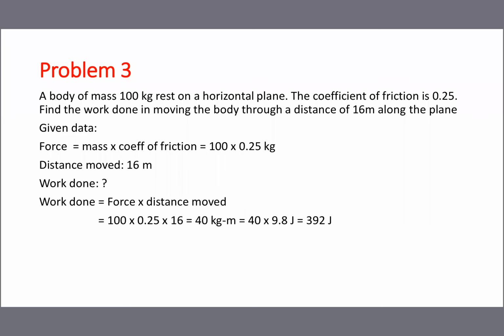Somebody is asking about problem number 3. Work done we are calculating in terms of watts. Sorry, a body of mass, coefficient of friction given. If coefficient of friction is given, multiply with the mass, take it as force. If only mass is given, you take it as force. If friction is given, multiply with the mass. That is the friction chapter idea we have followed. One definition is available: coefficient of friction is equal to limiting friction divided by normal reaction. That idea we followed, a shortcut method we are following.